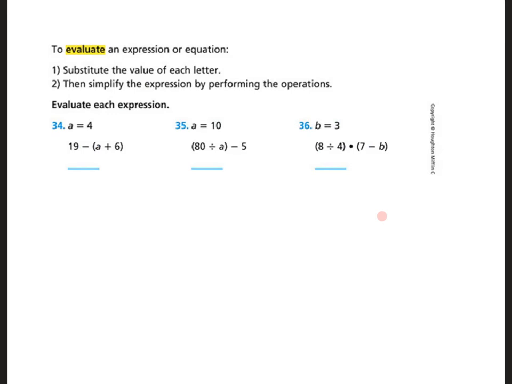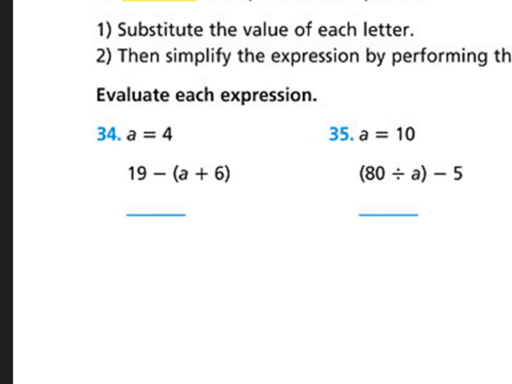We're almost done, and this is our last slide. Earlier in the video, I told you that sometimes letters would represent a number. In questions number 34, 35, and 36, each letter represents a different number. Looking at number 34, A represents 4. When I see that A represents 4, I'm just going to cross A out and put in a 4. Now I can actually solve. First, I'm looking at my parentheses. 4 plus 6, I know is 10. Now I'm solving 19 minus 10, which is 9.